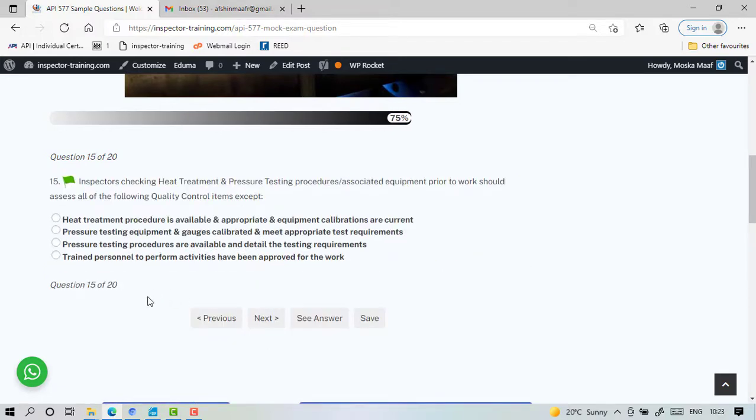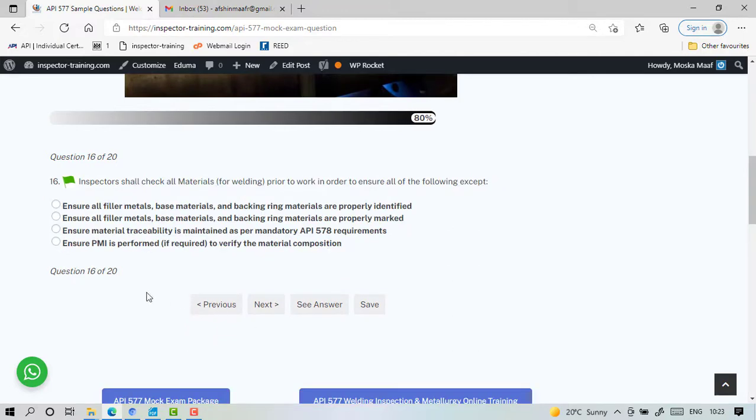Inspector checking heat treatment procedure, again prior to welding, should assess all of the following quality control except: heat treatment procedures available, appropriate, equipment calibrations are current, pressure testing gauges calibrated, meet appropriate test requirements, pressure testing procedures are available and detail the testing requirements. So these are all what you should need to check. But trained personnel to perform activities have been approved for the work. Firstly, we don't have any positive material identification or heat treatment technician or pressure testing technician internationally recognized approval. It's normally done in-house and approved by the manufacturer, and that's not your job anyway as a welding inspection activity.